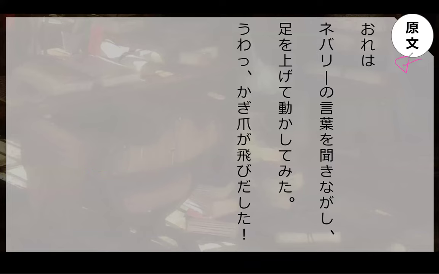So let's go read the example sentence from the book, the genbun. So the genbun is ore wa nebari no kotoba o kiki nagashi. I ignore the words of Nebari. 足を上げて。Lift up the foot. Lift up the leg. 動かしてみた。I try to lift my feet.